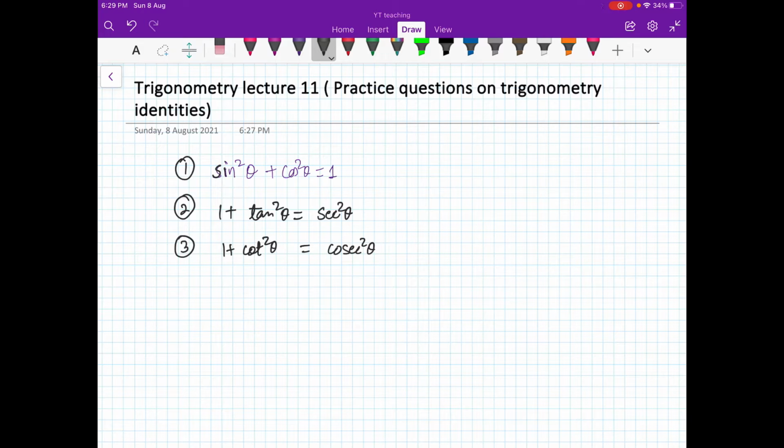And I also told you what we mean by identities. Identities are those equations which are satisfied by all the variables involved, and in this case the variable involved is theta, so it is an angle. So what are trigonometric identities? The trigonometric identities are the equations which are satisfied by all the angles. Theta can take any value. That is the meaning of identity. So this equation is true for all angle theta, right?